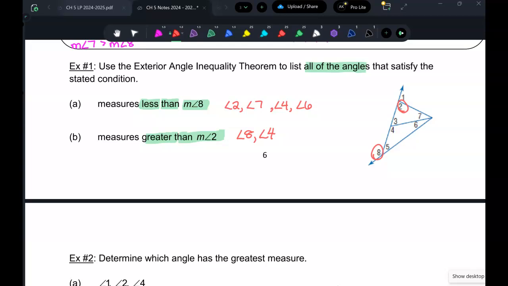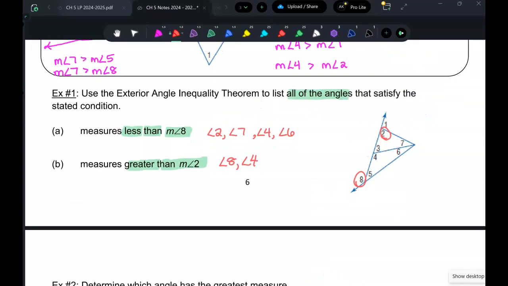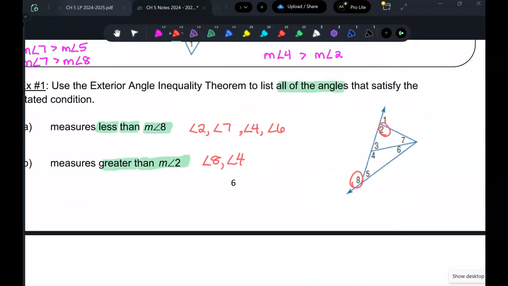But can't you tell that 1 is obtuse? It looks obtuse, but we don't know until we give it an actual number for the angle. Sometimes they're not drawn to scale, so we can't go by that. Why is it 8 and 4? In this case, angle 2 is an interior angle, so we want to see which would be the 2 exterior angles that correspond to that remote interior angle.